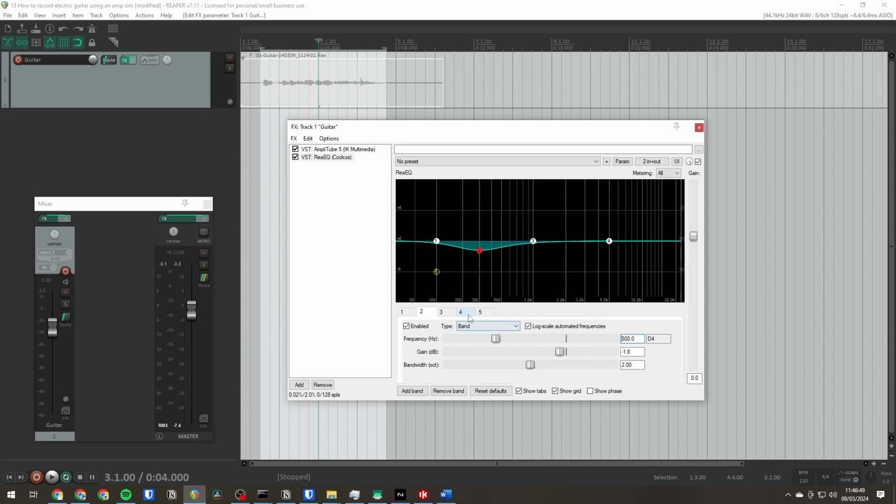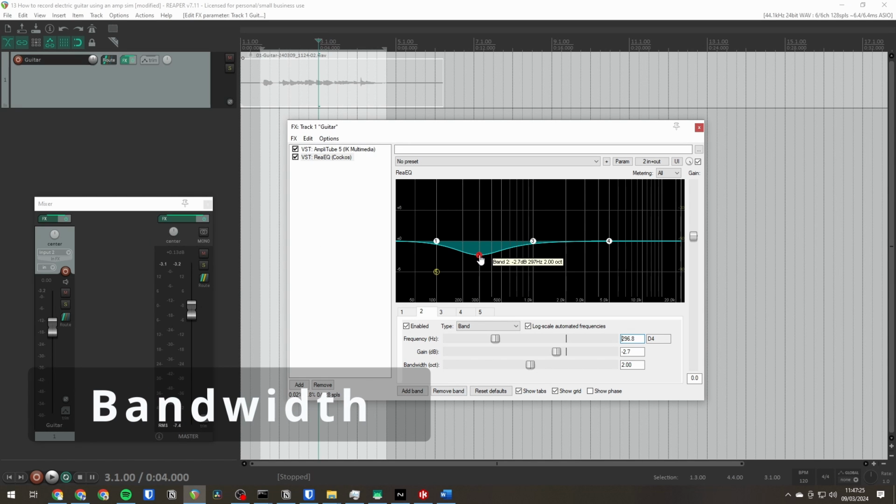It's as simple as that. It's usually measured in decibels. Positive numbers are a boost, negative numbers are a cut. So you can see if I boost it here, that number is positive. If I cut it, that number is negative. Let's now talk about bandwidth.